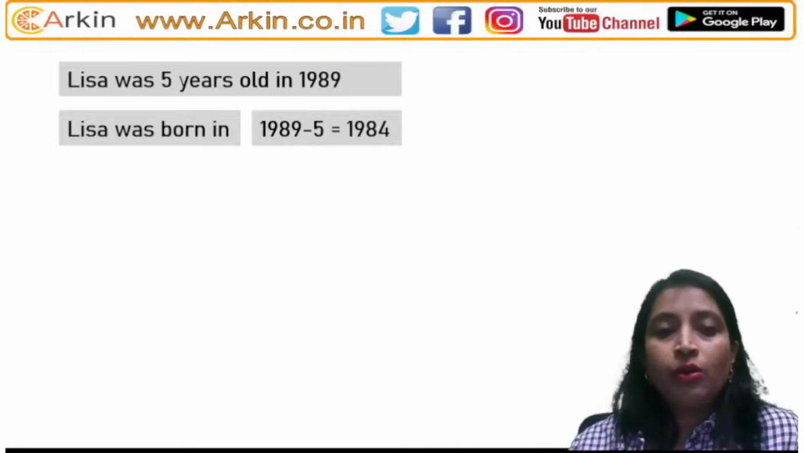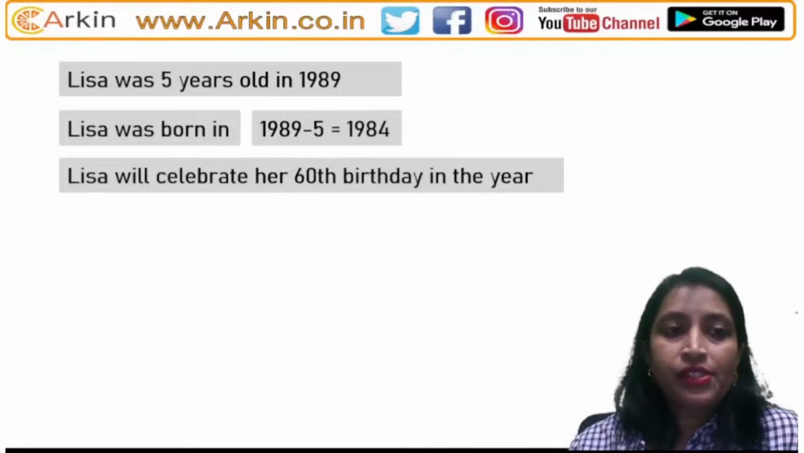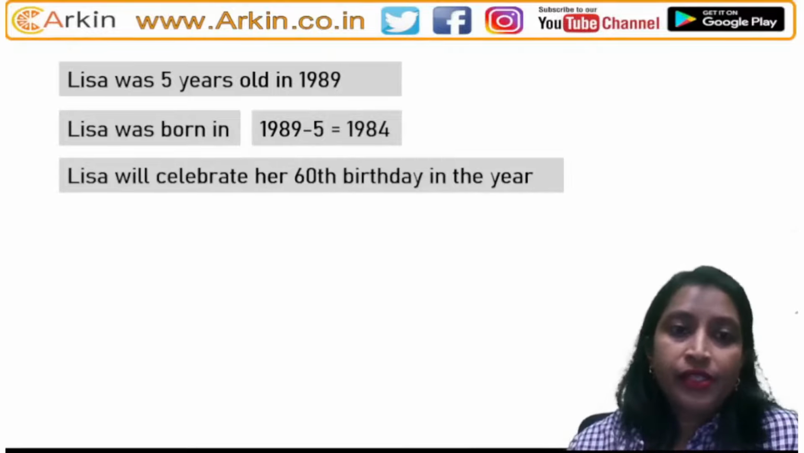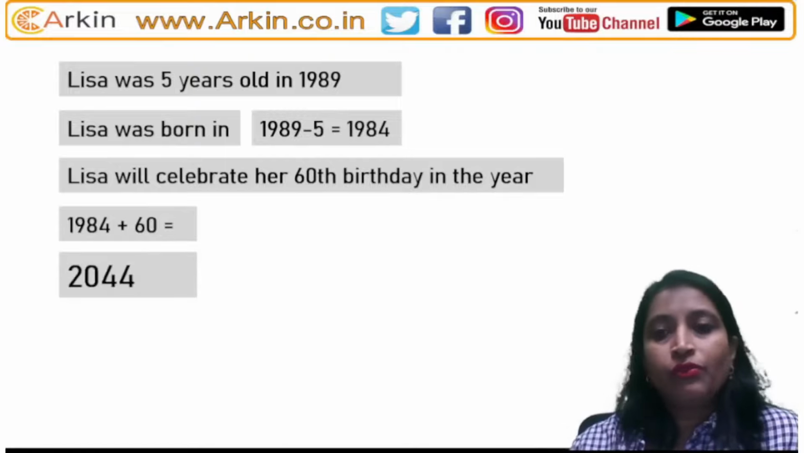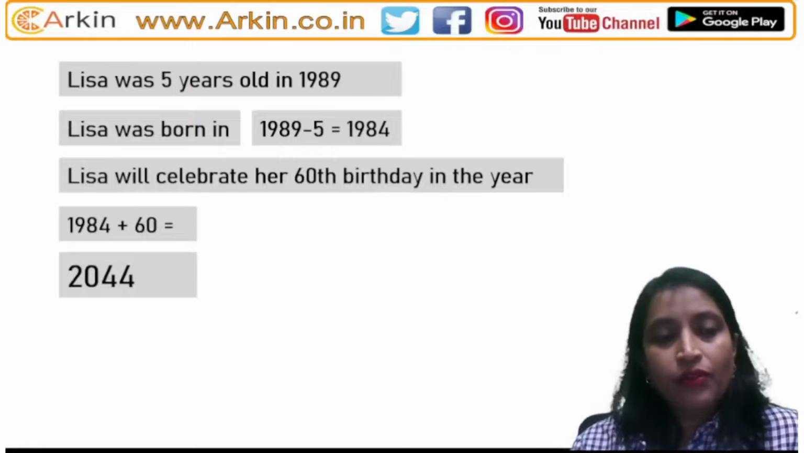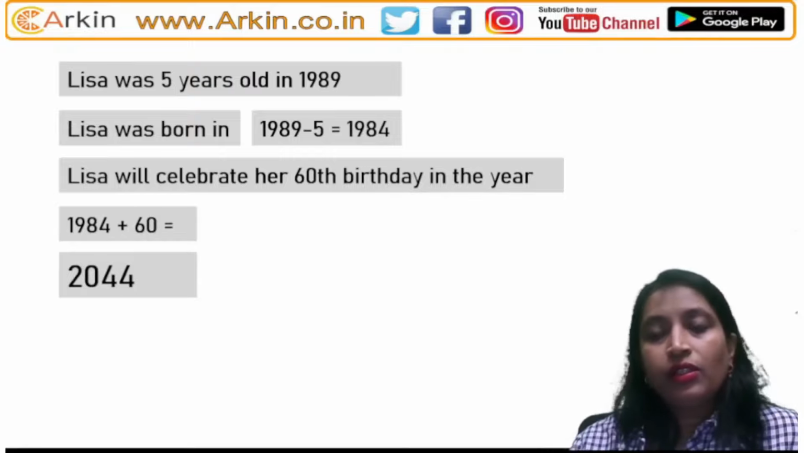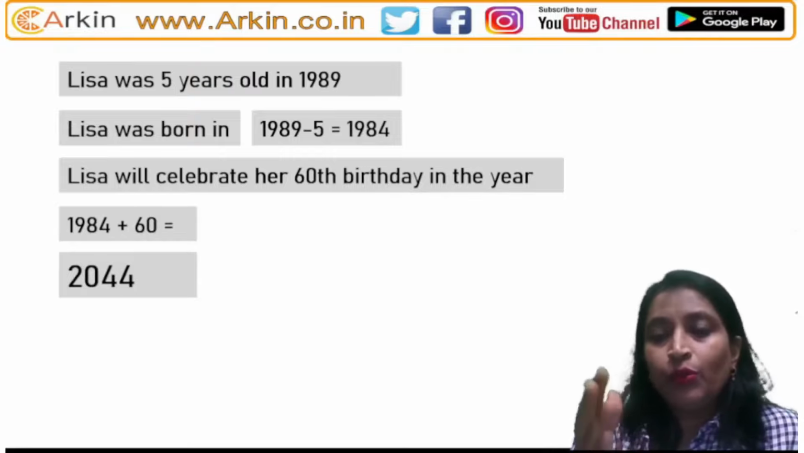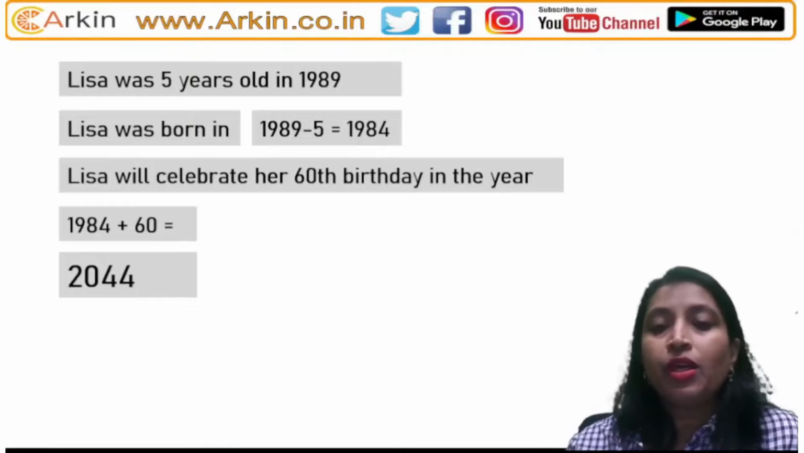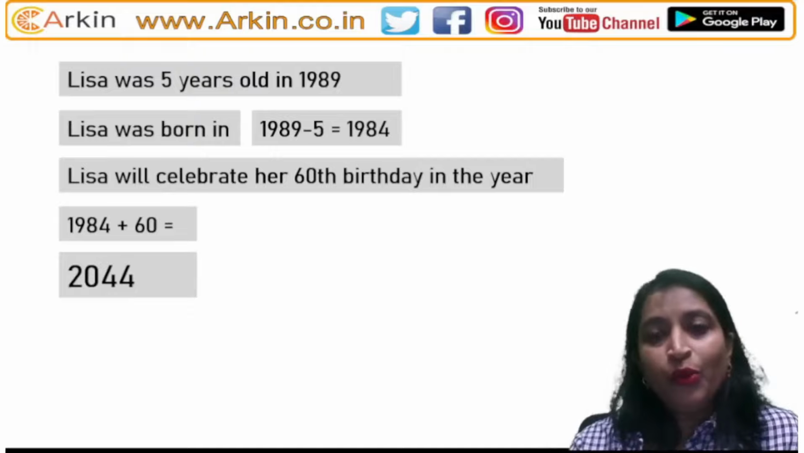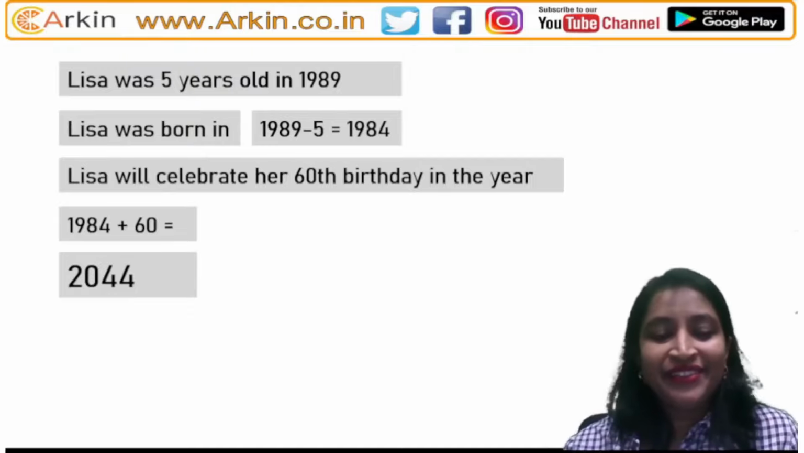So the question now asks when she will turn 60. She will celebrate her 60th birthday in 1984 plus 60, that is 2044. So this is the answer for this question. You'll see this was not a difficult question. Once you put down all the points which were given in the question paper, you could easily do this question. The only thing you have to do is bring all the information together and see how you will use it. I hope you all understood this question. Thank you.